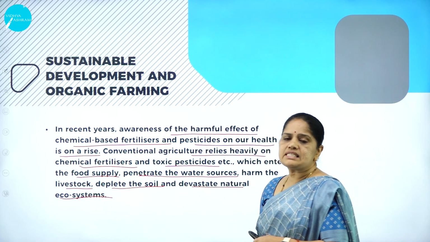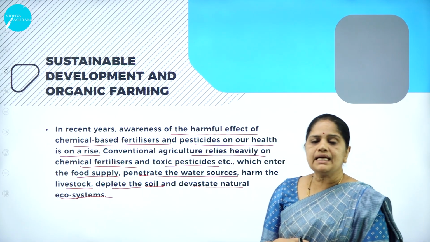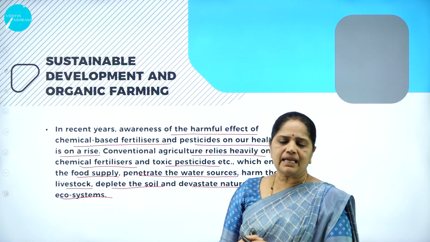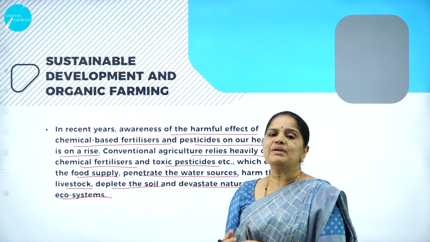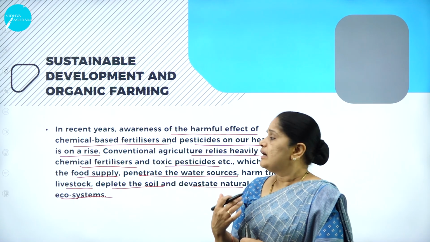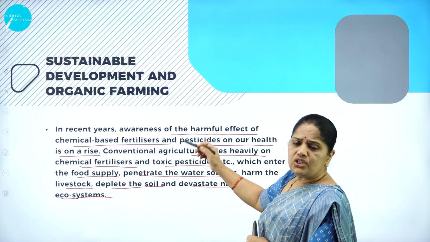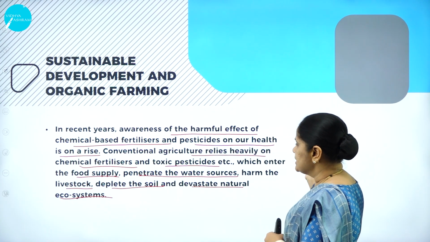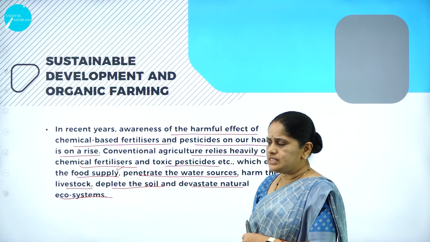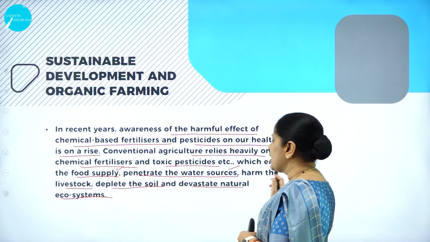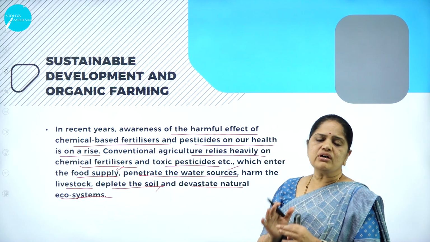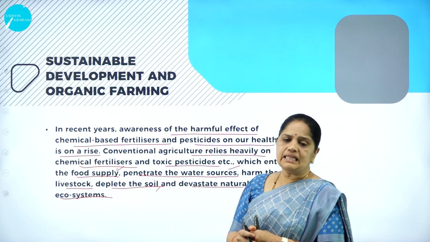In recent years, we can see that the green revolution has become a failure. Why is it a failure? Because it encouraged the use of chemical fertilizers for growing crops. The greater use of fertilizers and pesticides has resulted in their entry into the food supply, penetrated the water bodies, harmed the livestock, depleted the soil, and it is also creating an imbalance in the ecosystem.